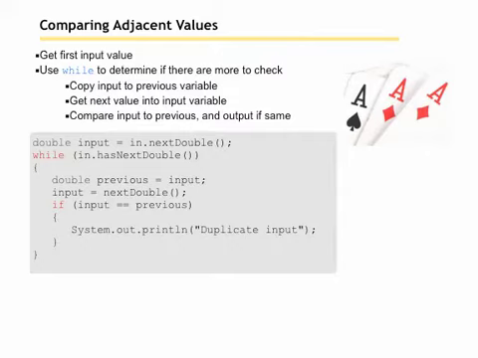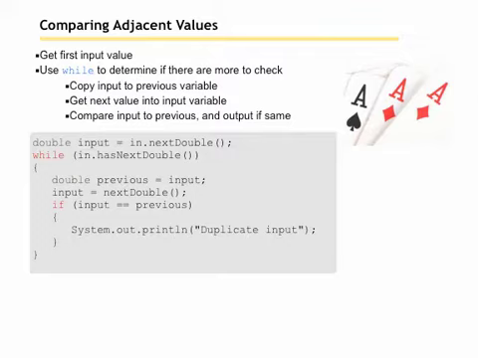So double input equals in.nextDouble, while in.hasNextDouble, so as long as there's more input, we get that input from the user and we store it in a variable called previous. We have our input that we already got from the user that we store in previous, and then on the next line we get nextDouble.